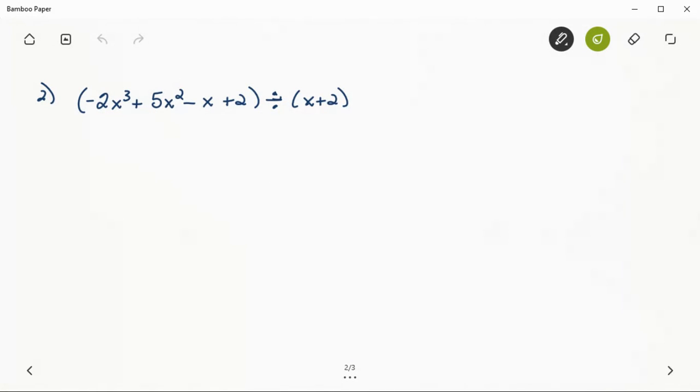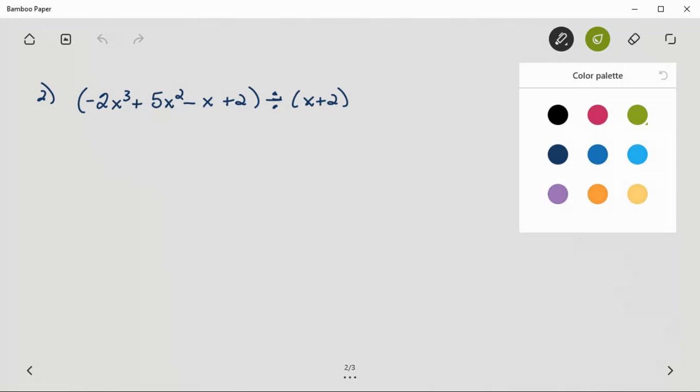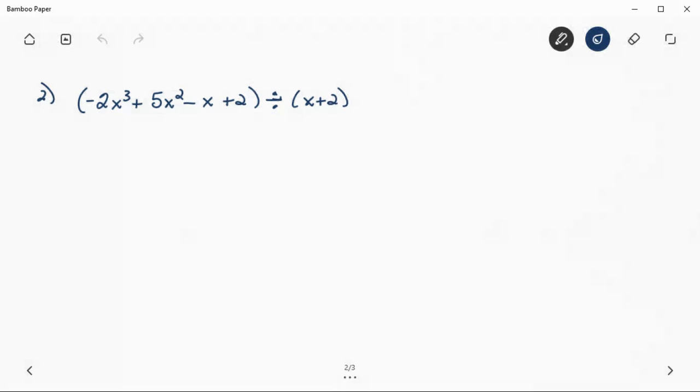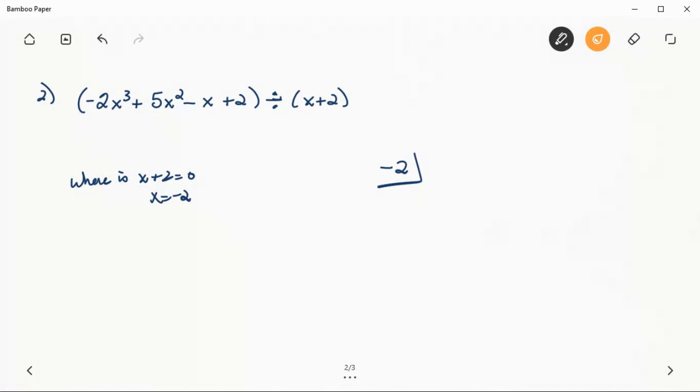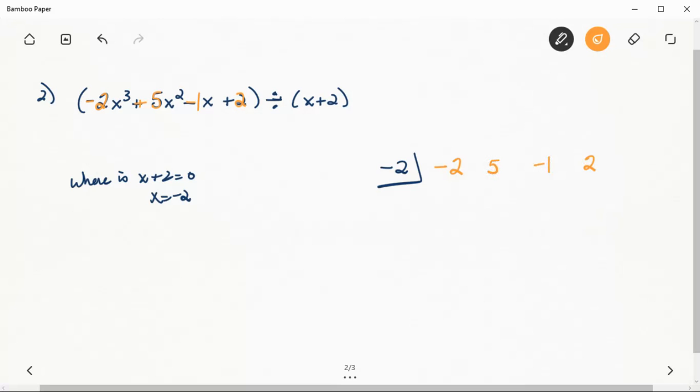To set up for a second example, we're going through the steps. Our divisor is x plus 2. So where is x plus 2 equal to 0? That is at -2. So that -2 is now the number in our box. Our coefficients, in this case, are -2, 5, -1, and 2. Those values are now going across: -2, 5, -1, and 2.